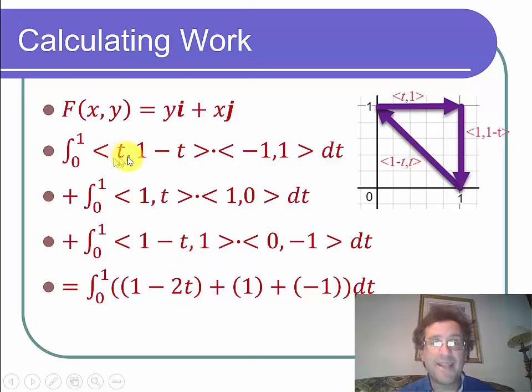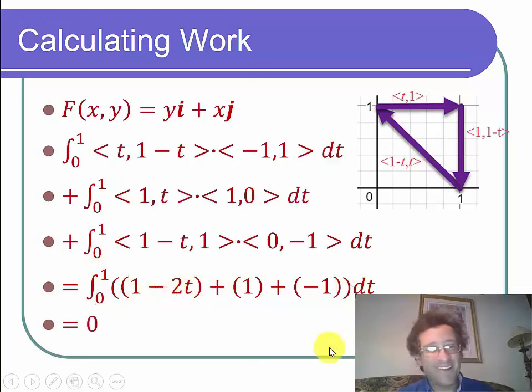So let's take the dot product of the first guys. We have a negative t plus a 1 minus t. That's a 1 minus 2t. Then the next one, we have a 1 plus a 0. That's plus 1. And then the third one, we have a 1 minus t times 0. That's 0. Plus 1 times negative 1. That's a negative 1. So there we have it. We just have a regular old single integral from 0 to 1 of 1 minus 2t. And then plus 1 minus 1. Those cancel, of course. So then we find the integral from 0 to 1 of 1 minus 2t dt.